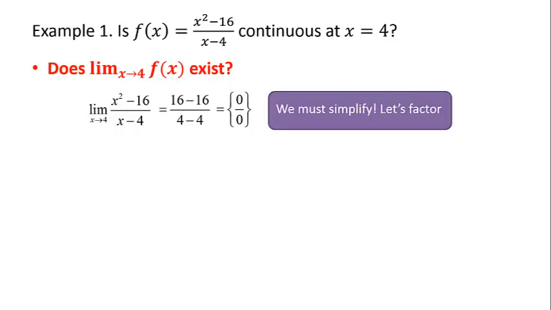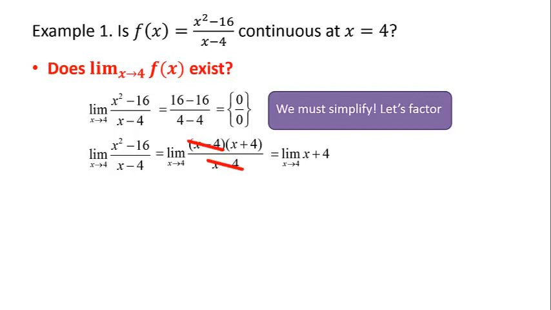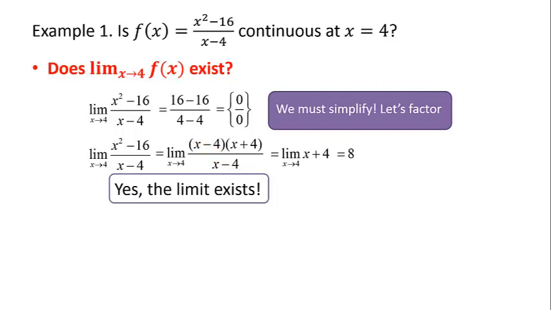We must simplify. Since we have a rational function, let's factor. We can factor the numerator into (x minus 4) times (x plus 4). Canceling the x minus 4 term from numerator and denominator, we are left with the limit as x approaches 4 of x plus 4, which, after evaluating, is 8. So the limit does exist as x approaches 4.